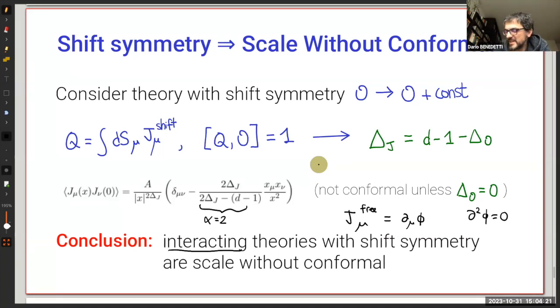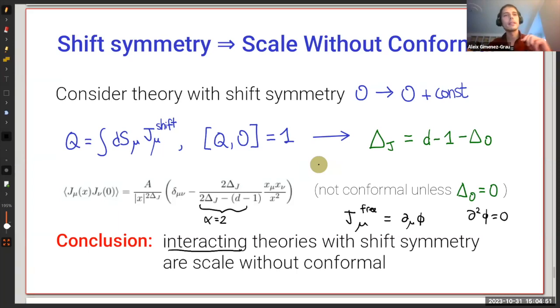If I understand, you gave some argument why shift symmetry plus perhaps some other hypothesis might be a sufficient condition for having scale without conformal invariance. Then at the end, you said all the examples you know actually have shift symmetry. So do you have perhaps some argument also why it might be necessary? Yeah, no, we don't really have that. We don't know if it's true or not.